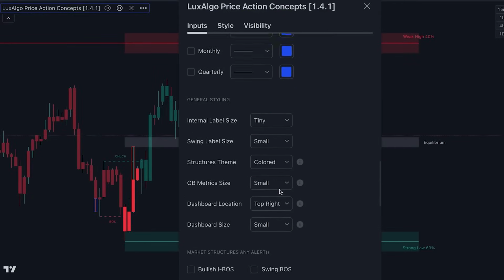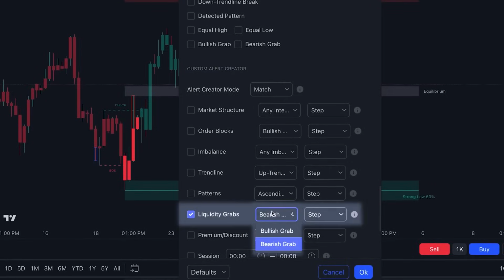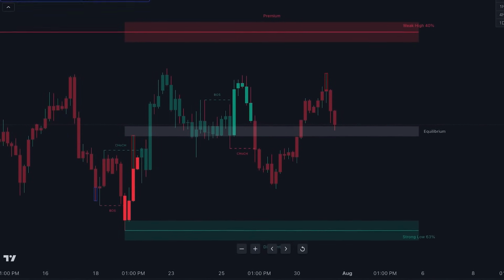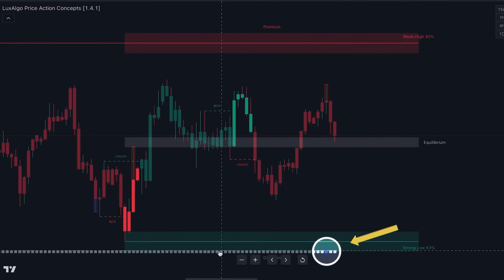So if you go into settings, we can scroll down to custom alerts and ensure the mode is set to match. Then we can enable bearish liquidity grabs and also set the premium and discount option to premium. Now we get these lines at the bottom, and these blue dots show exactly where these high probability liquidity grabs are, so we can execute trades based on them.